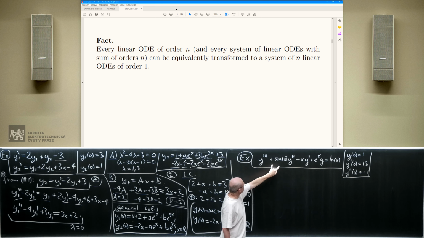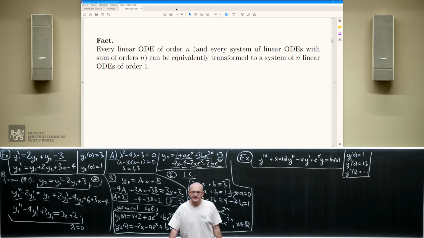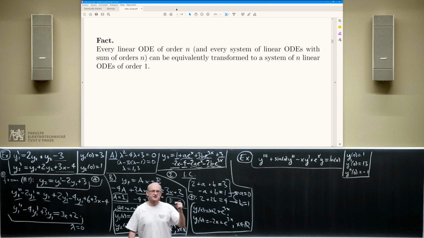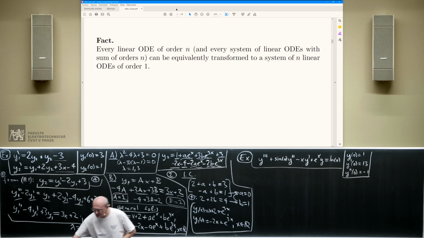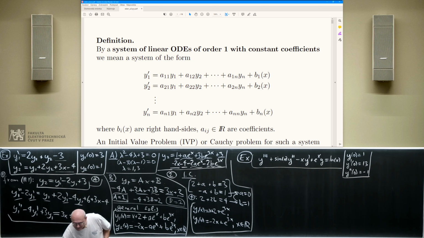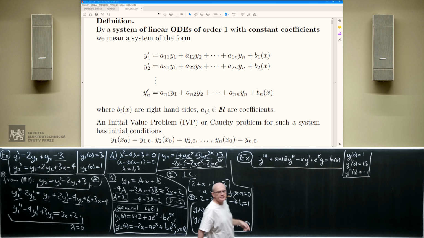You may notice that the coefficients are not constant. So this is a general linear differential equation. It's not homogeneous. The procedure which I'm going to show you is very general, so I could afford to do that. Okay. My aim is to take this single differential equation and transform it into a system of order 1 of the proper form, the one that we have in our definition. Perhaps we should look at it.